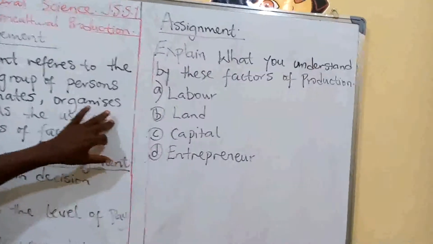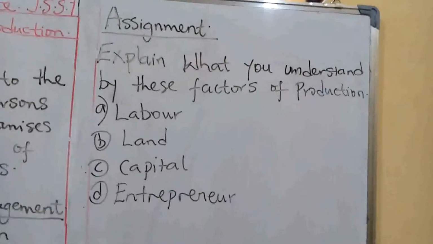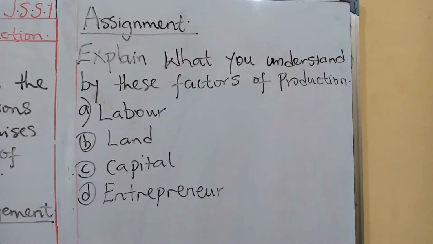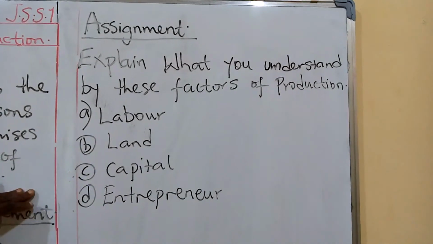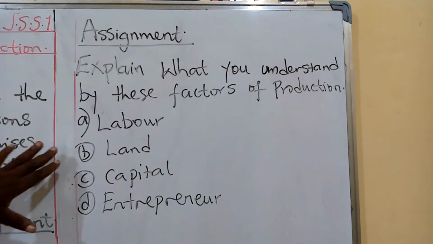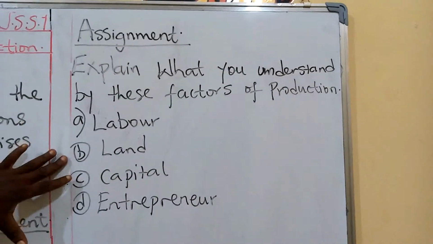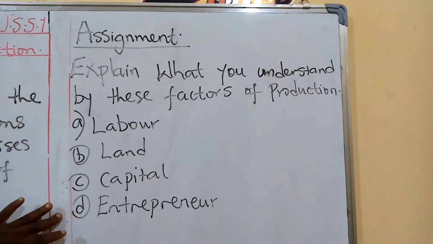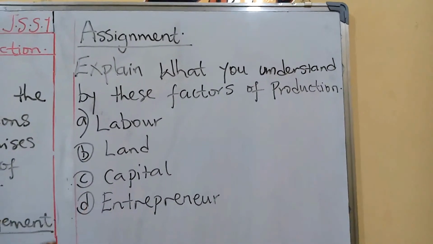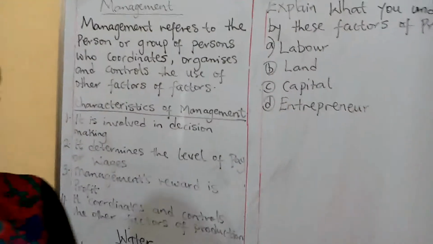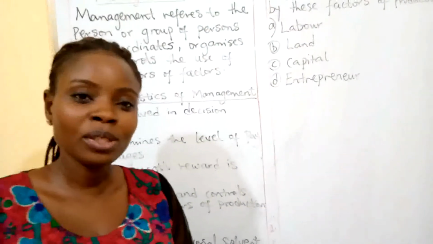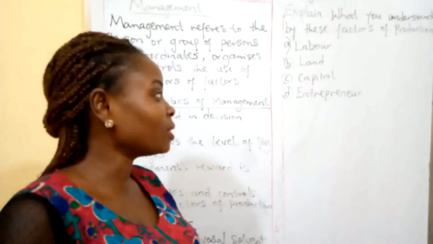Here we have your assignment on the board, and it says: explain what you understand by these factors of production. A is labor, B, land, C, capital, and D, entrepreneur. I just want you to write short notes under them and submit to me when you're done, as soon as possible. I know it's child's play for you.